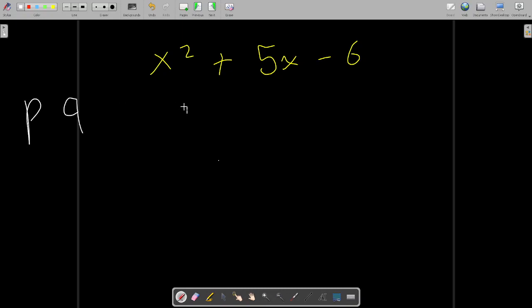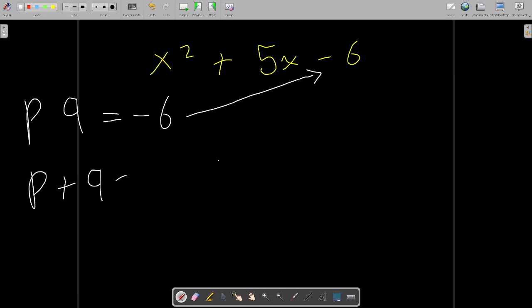Now, these two values, when multiplied, have to be equal to negative 6. Negative 6 is c right here. And when these two values are added, they have to equal 5. So p plus q equals 5, which is b right here. So when multiplied it equals c, and when added it equals b, which is 5.